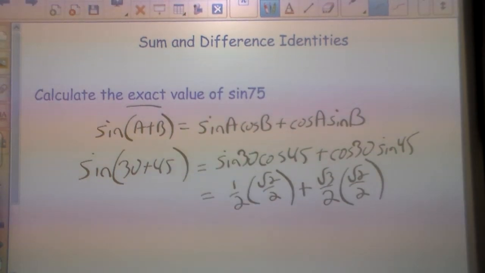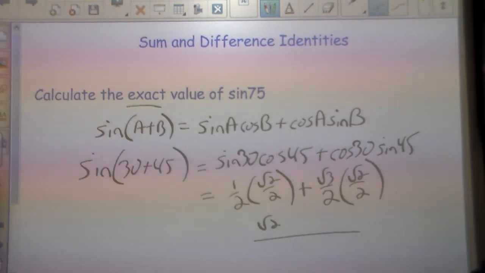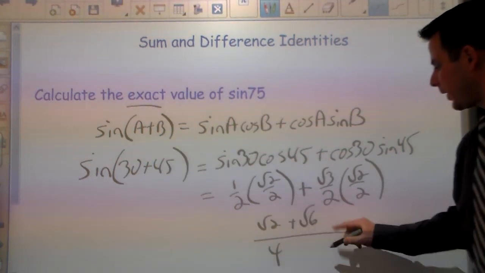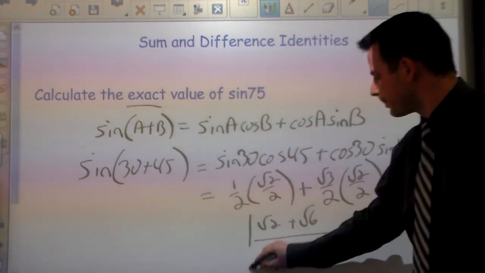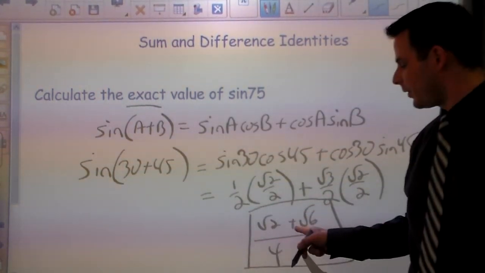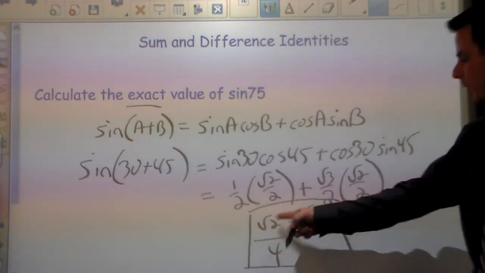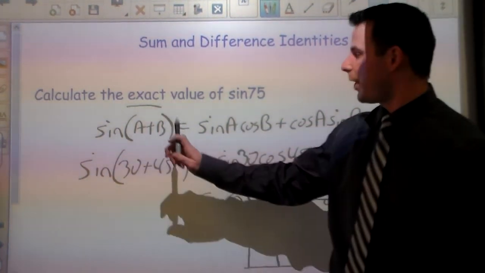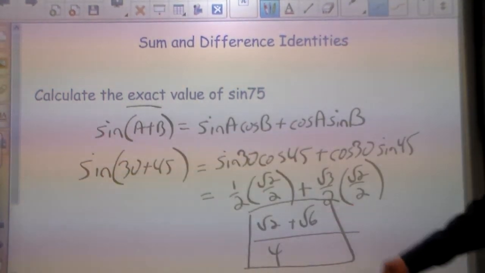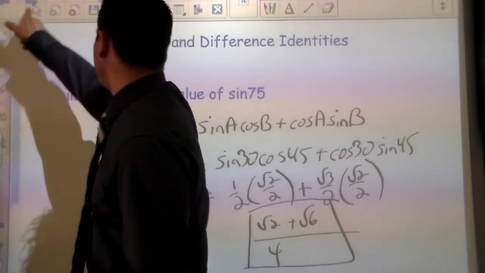And now we're just going to have to clean this thing up. 1 times radical 2 is radical 2 over 4. And radical 3 times radical 2 is radical 6, and I have a common denominator of 4 here. So there we go. No way I can combine them. The radicands are not the same. I can't simplify either of them, and I can't cancel because that's not a radical at all. So this is simplest form, which means the exact value of the sine of 75 is radical 2 plus radical 6 over 4. Let's do another example.